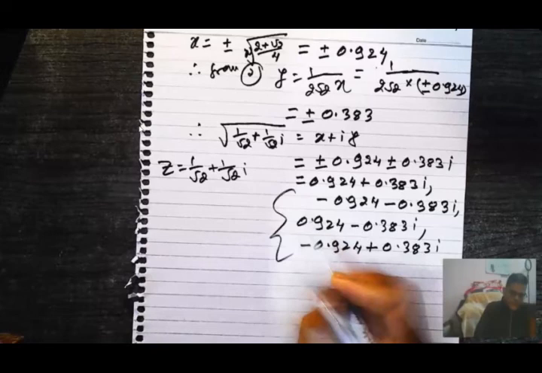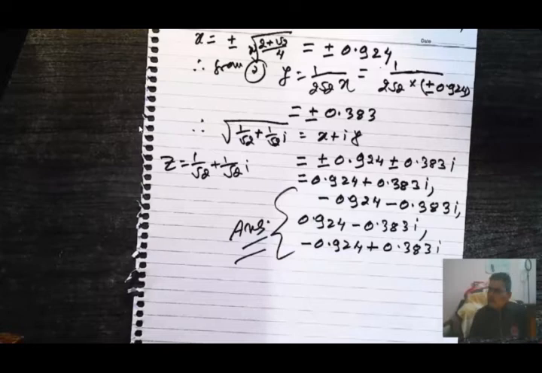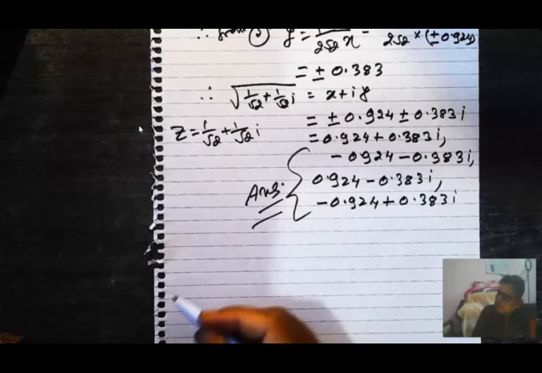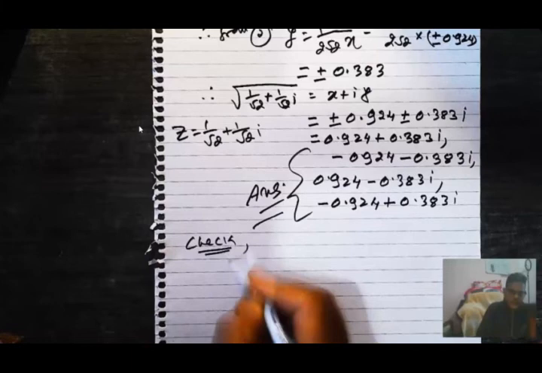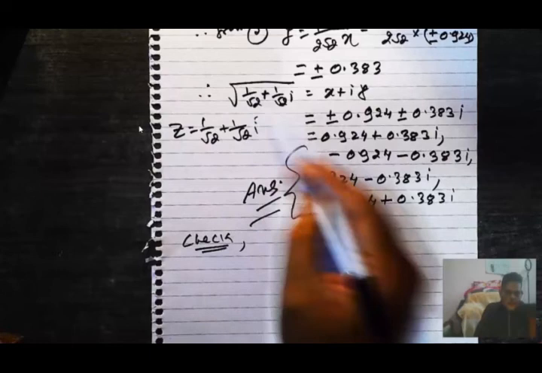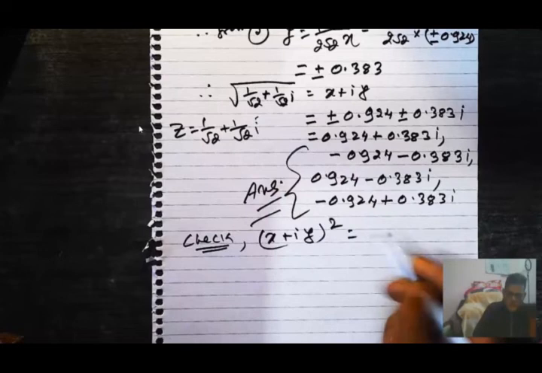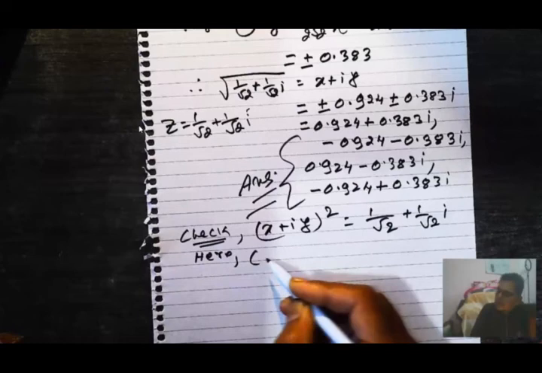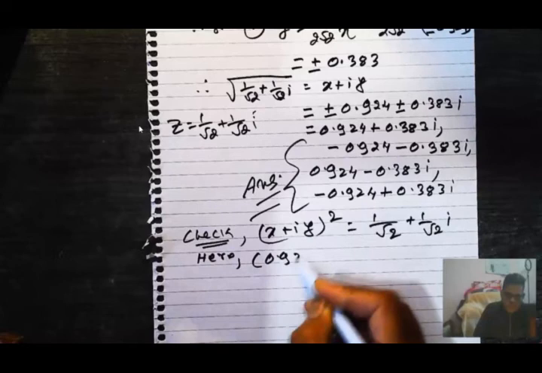Alright, now let's check whether or not the answers we got are correct in this case. For example, if I take one of the roots, once we square it, it should be equal to 1 by root 2 plus 1 by root 2 i. That means x plus iy squared should be equal to 1 by root 2 plus 1 by root 2 i. So here I'm taking one of them as 0.924 plus 0.383 i, squared.